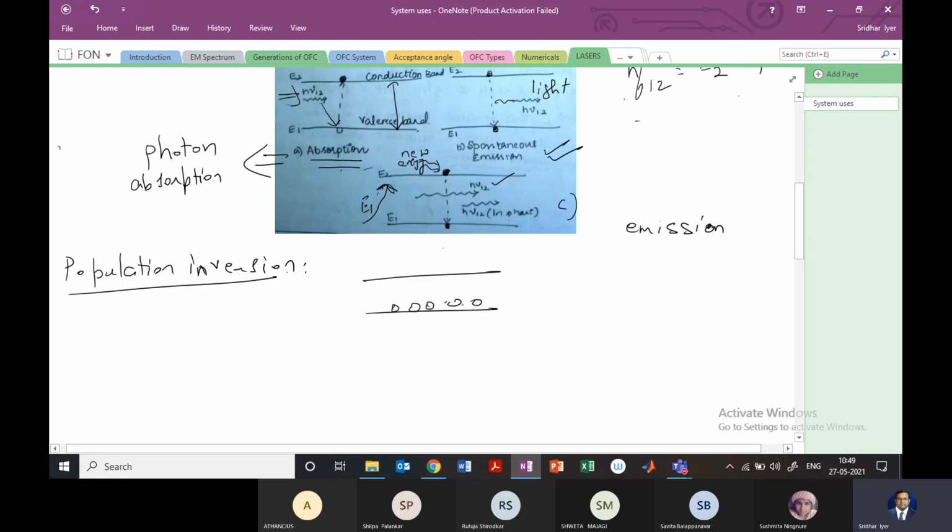If majority of the electrons, these circles are electrons, if majority of them are in the valence band and minority are there in the conduction band, then I cannot have stimulated emission, because if I give an energy to these two electrons, they'll fall down, but I'll get very less light. Compare this with a scenario where I have maximum of the electrons in the conduction band and only minority in the valence band. Now if I give an external energy to all these electrons, what I will get is these electrons falling down and I'll get loads of energy out. That means a lot of light out of this system, right?